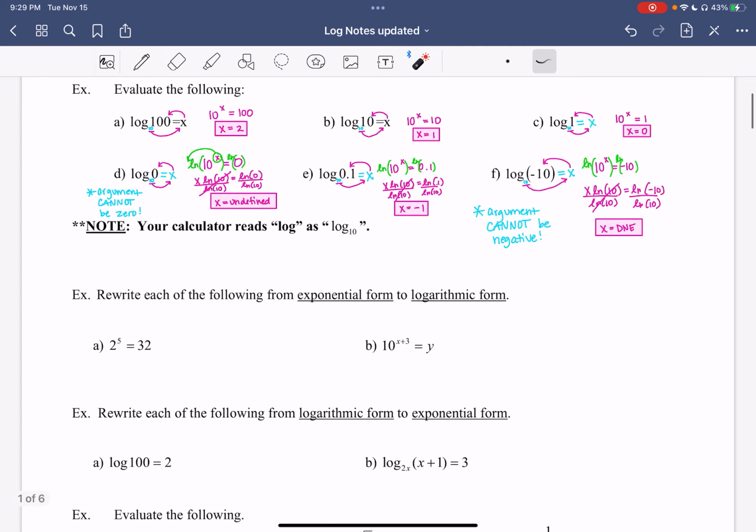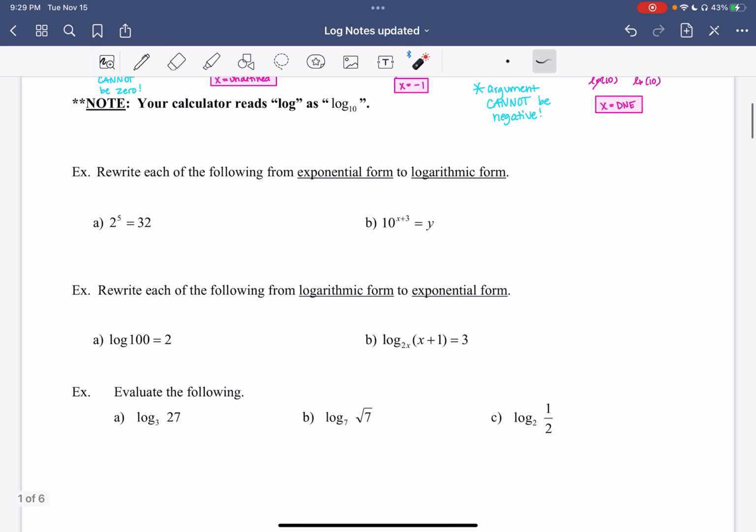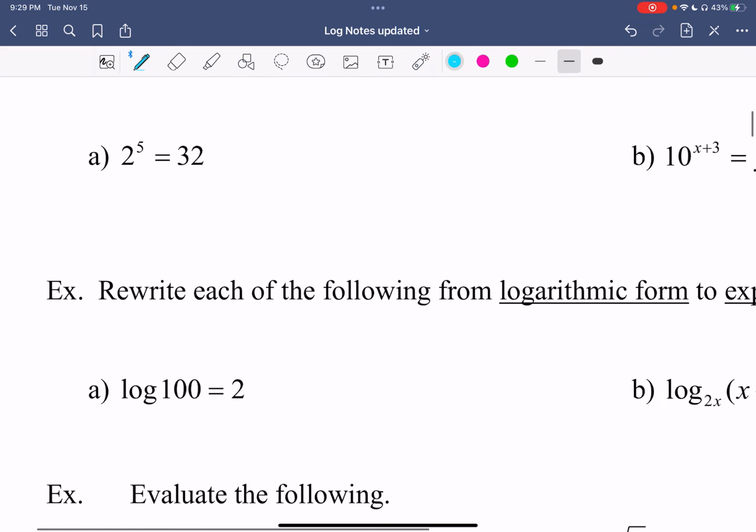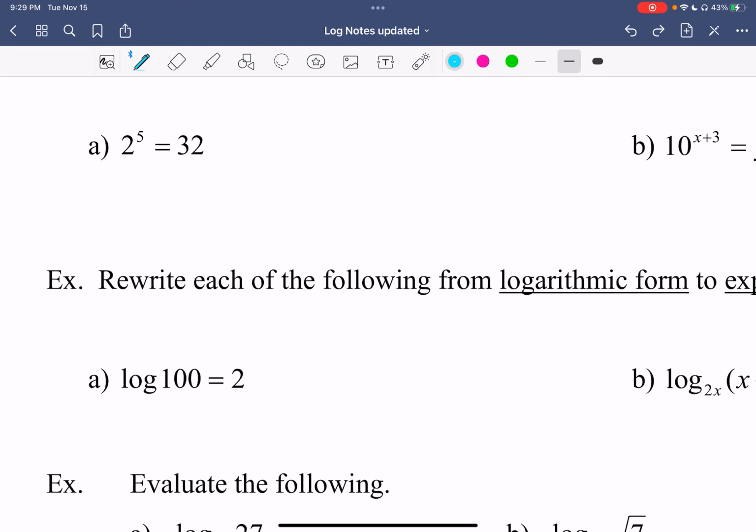Rewrite each of the following from exponential form to logarithmic form. So far we've done logarithmic to exponential, so now we're going the other direction. You're going to follow the same loop-de-loop, the same pattern, but before you get started, you're just going to write the word log. Then you're going to do your loop-de-loop. So you start with the base, you go out, and then you draw an arrow back in. It's the same pattern. And wherever you start is what you're going to write, literally from left to right.